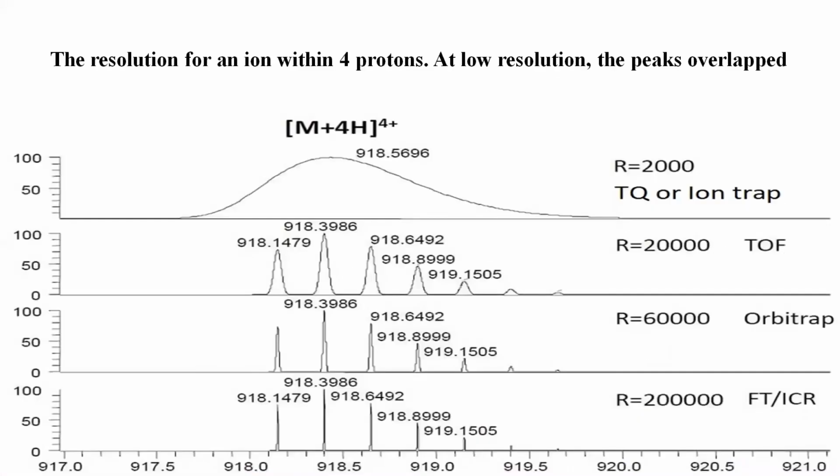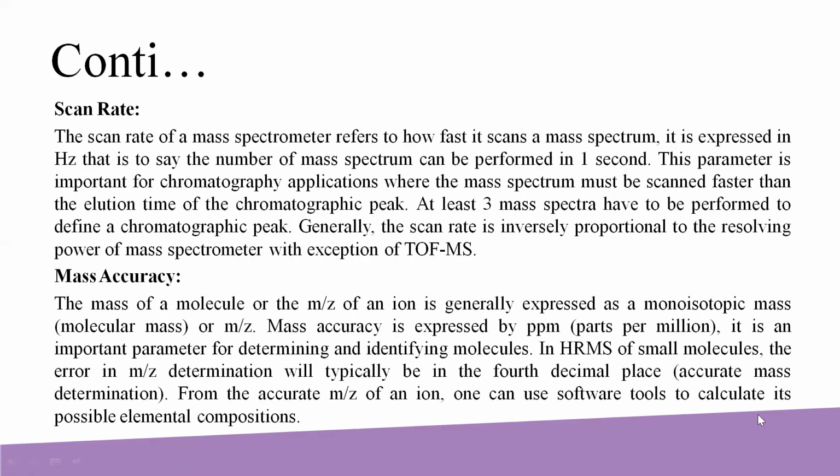The resolution for an ion with 4 protons is shown in this graph: at low resolution the peaks are overlapped. This is for the triple quad or ion trap. And this is for Orbitrap. This is for FTICR.